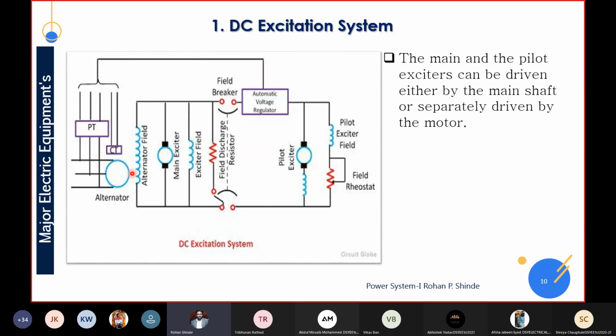Now see here, in the DC excitation or in the DC motor, we know the classification of DC motor. Separately excited motors are there. Okay, self-excited motors are there. Again, self-excited motors are further classified into three types: series, shunt and compound.